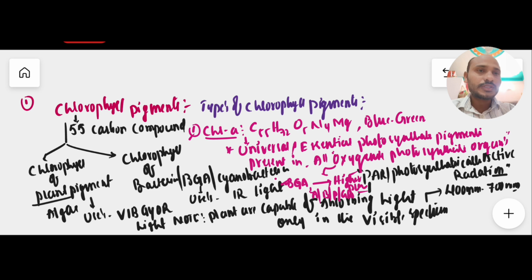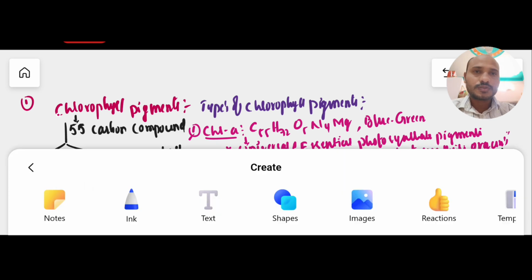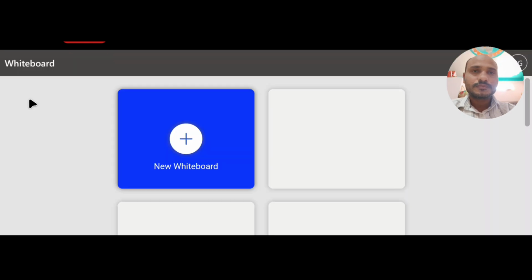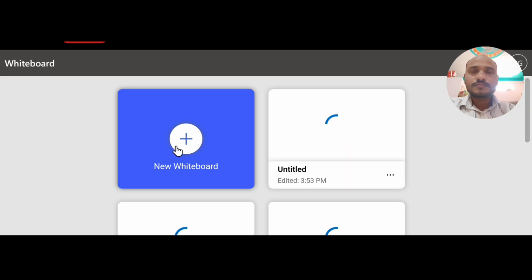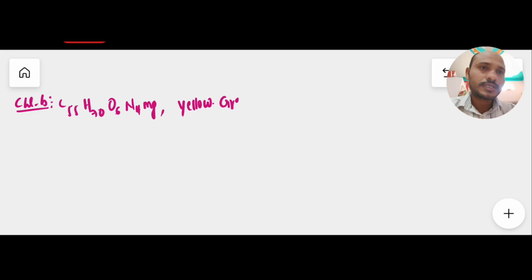Now coming to chlorophyll B pigment. The formula for chlorophyll B is C55 H70 O6 N4 Mg. And the color of this pigment is yellow. This chlorophyll pigment acts as an accessory pigment.